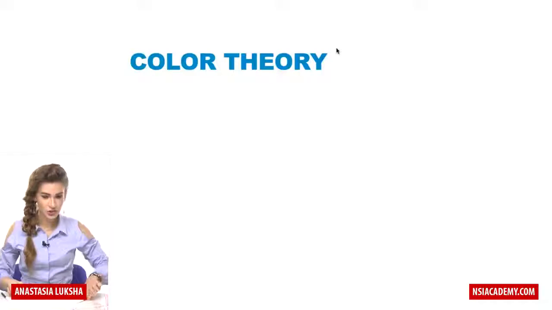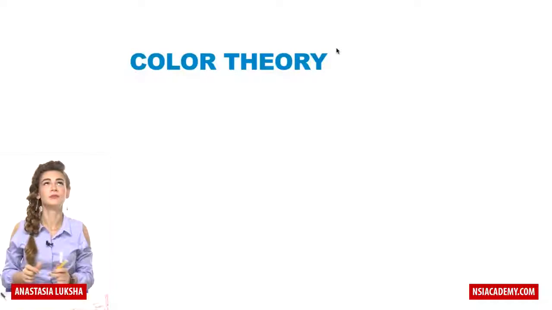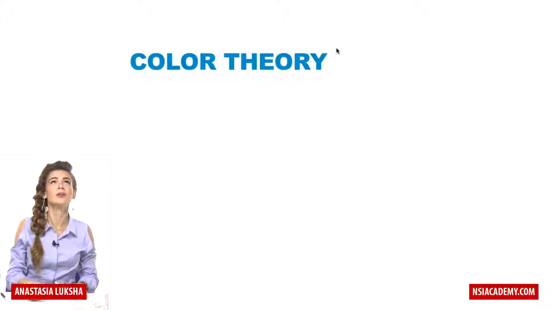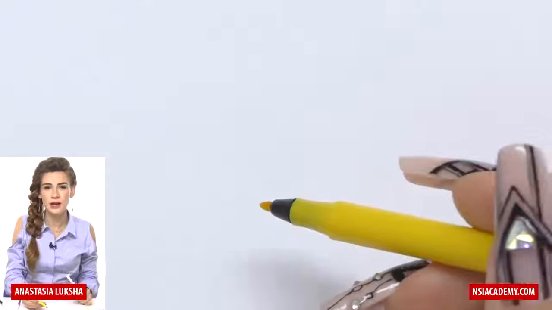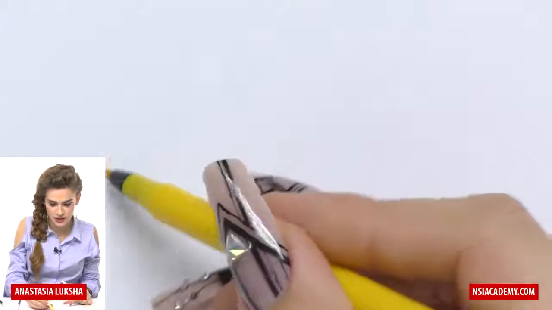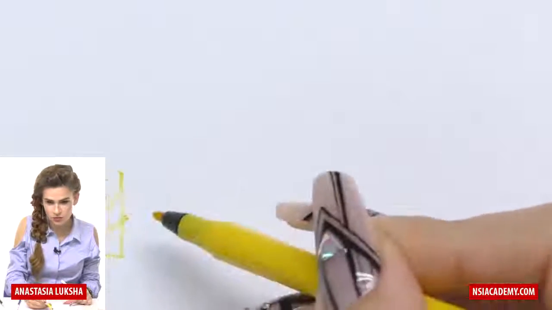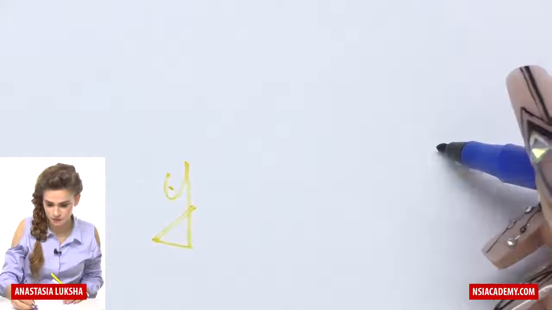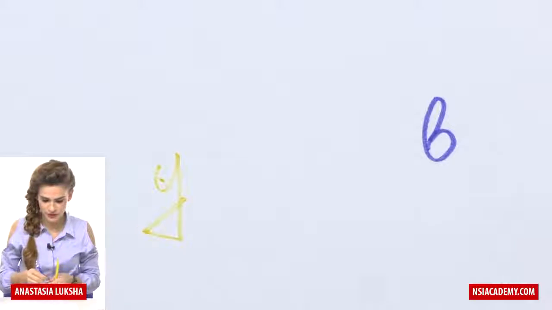Okay, so originally there were only three colors. The colors that we cannot get from mixing, so-called primary colors. So there is the yellow. Yeah, I hope you're able to see it. There's the yellow, there's blue, and there's red.